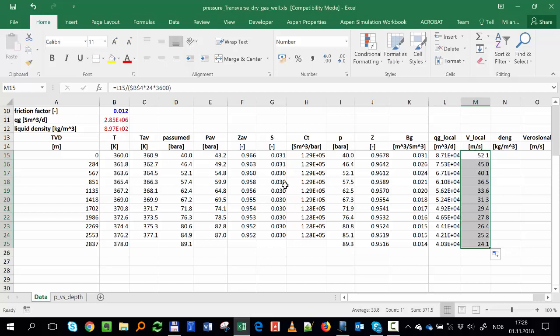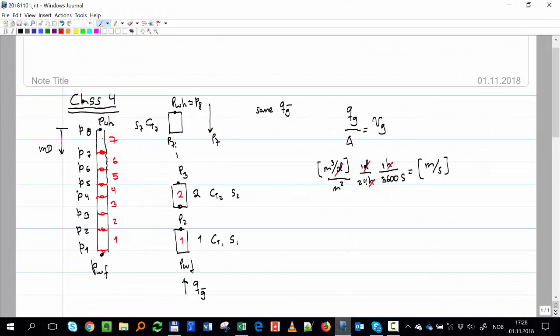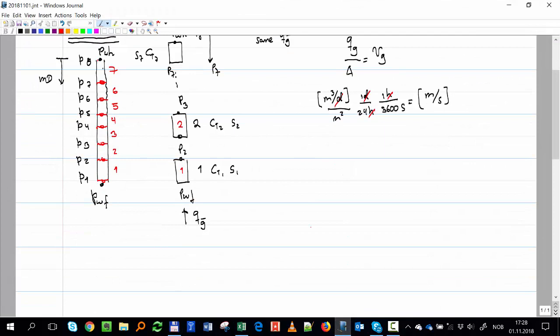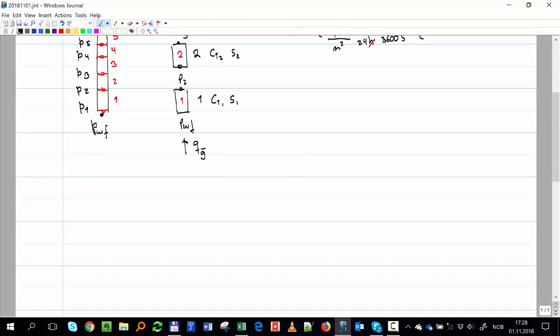Okay, so if you remember what we discussed yesterday, let's do the first checkup. The first checkup was erosion. For erosion, we were saying that the velocity of the gas should be less than or equal to a constant C divided by the square root of the density, according to a standard called API 14E. And of course here we're using field units, so we have to do some conversion.